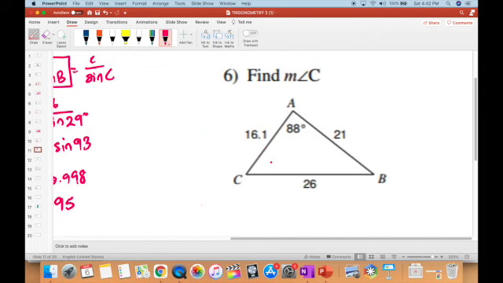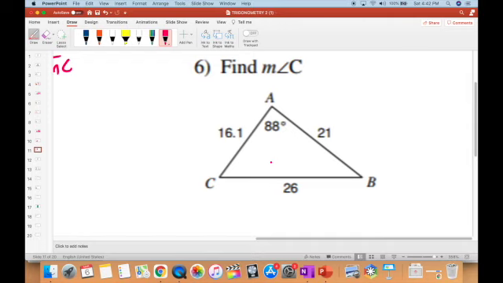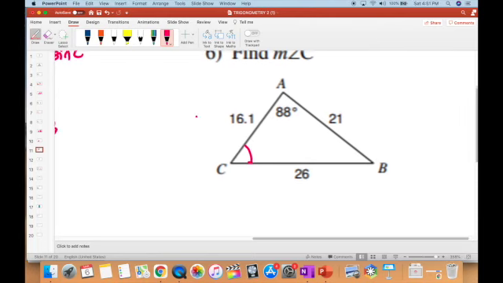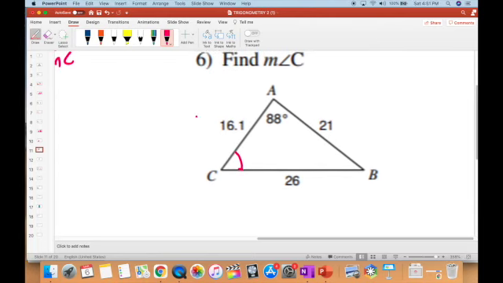Let me do one last one, and then we'll go. All right, so let's try this one over here. Find the angle C. So you want to find this angle over here. All right, so that's fine, right? So let's see what we have. What do we want to find? We want to find the angle C.